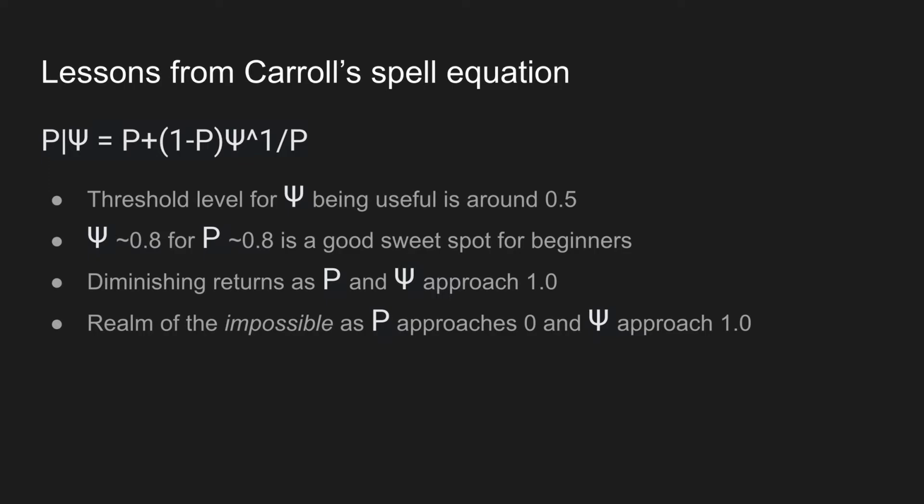So one of the lessons is that a psi level of about 80% for events that are about 80% likely to happen is a good sweet spot for beginners, because it's a plausible level of magic that's probably going to help that thing that's already decently likely to happen actually definitely happen. And when I say definitely, I mean that in a loose sense. I don't mean 100% certainty, and we'll also see that there are diminishing returns as p and psi both approach 1. Then there's the flip side, which is the realm of the impossible as p approaches 0 and psi approaches 1.0.